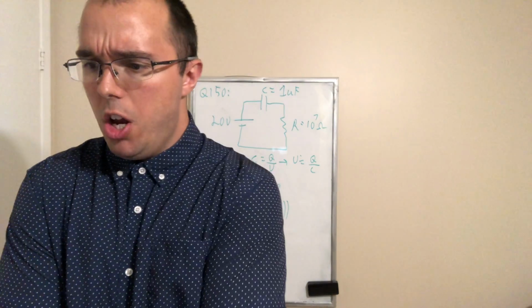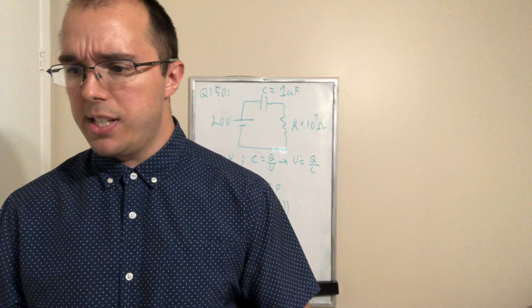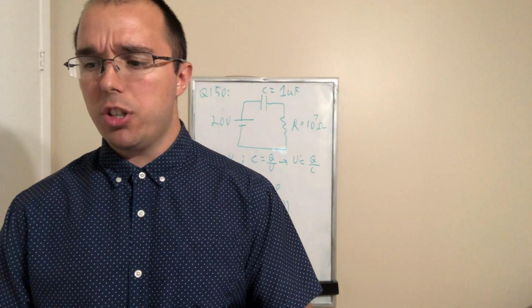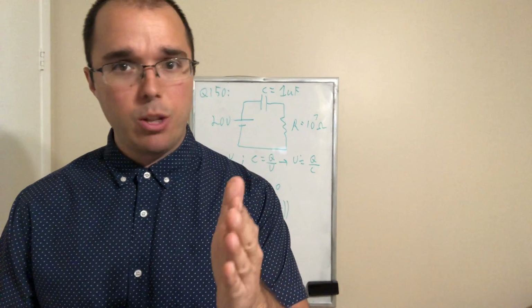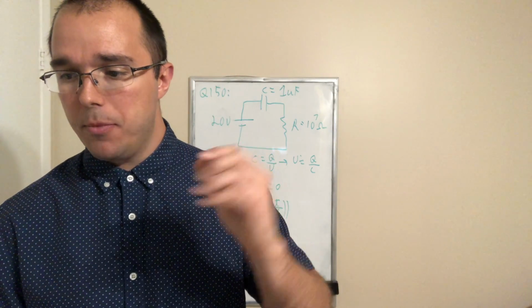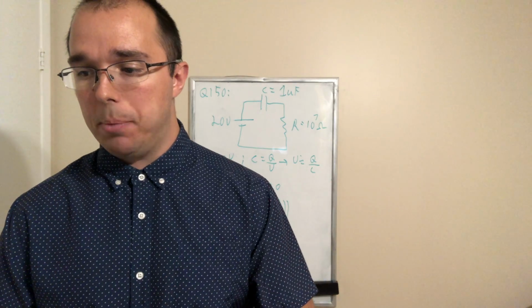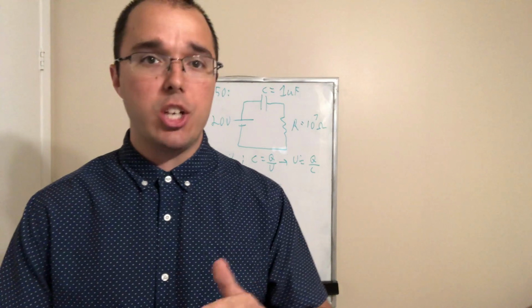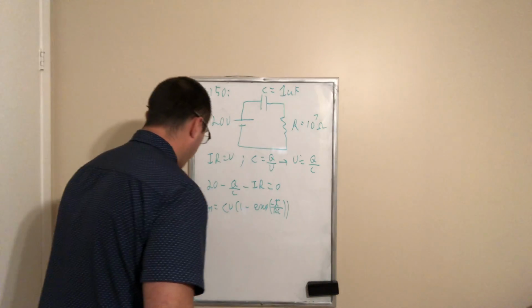Let's read the question. Question 155: a capacitor of 1 microfarad and a resistor of 10 mega ohm are connected in series. If we apply a voltage of 20 volt, what will be the voltage drop across the capacitor and resistor after A, immediately after we apply the voltage, B, 5 seconds after we apply the voltage, C, a very long time after we apply the voltage, in other words, in a time of infinity. So let's start with part A.